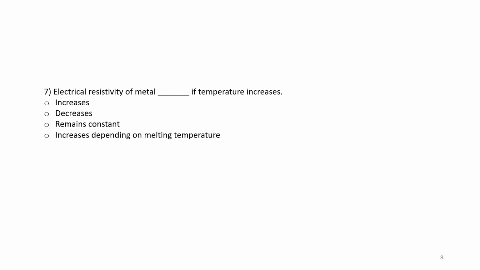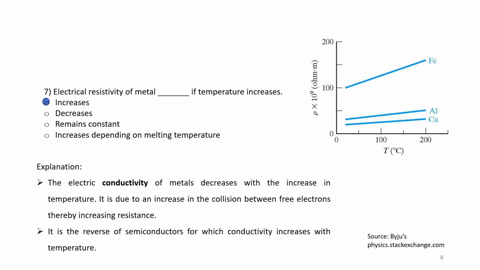Next question is, electrical resistivity of metal blank if temperature increases. So whether the resistivity of metal increases or decreases or remains constant or increases depending on melting temperature if temperature increases. So the correct answer here will be it increases. So these are the plots for resistivity and temperature. So as the temperature increases, resistivity also increases.